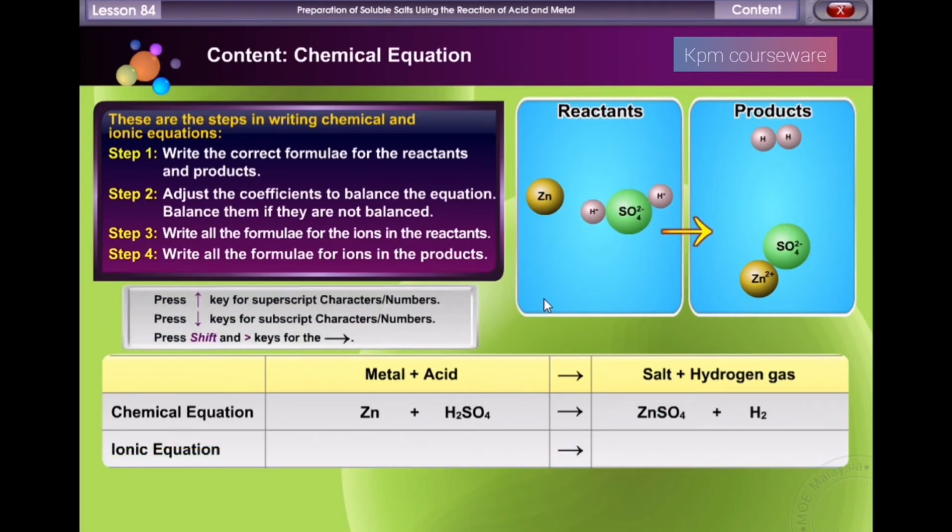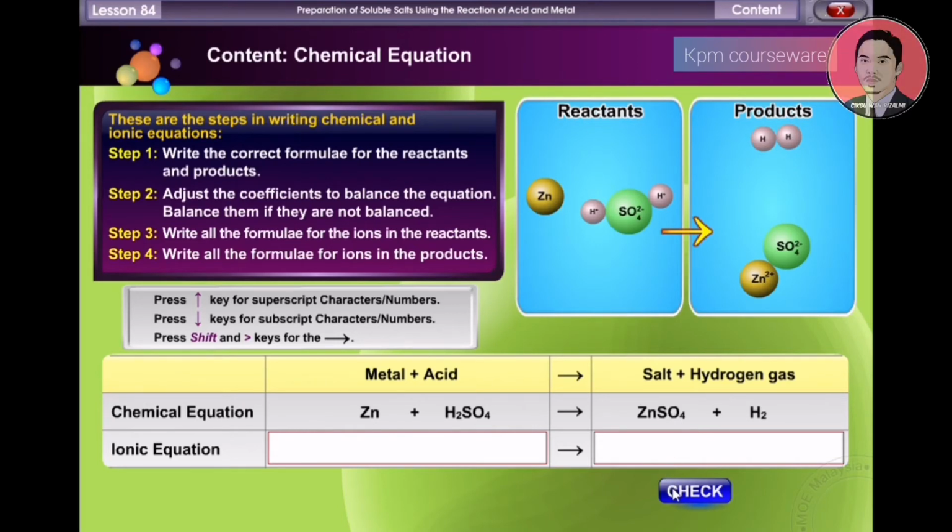Key in the ions formula in the table to complete the ionic equation and click on the check button when you have finished. Incorrect. Try again.